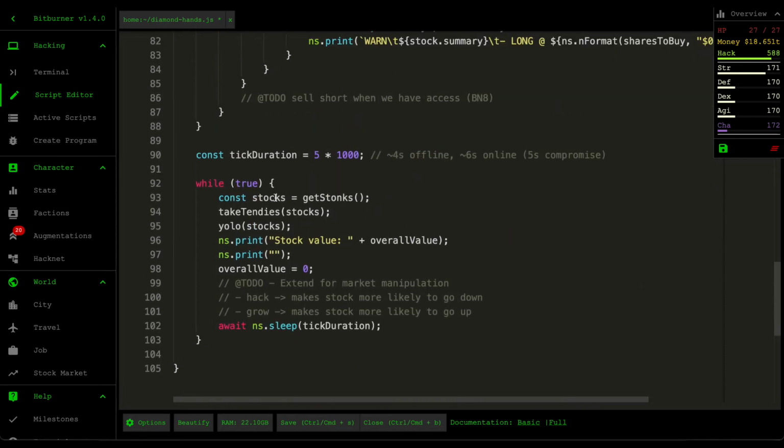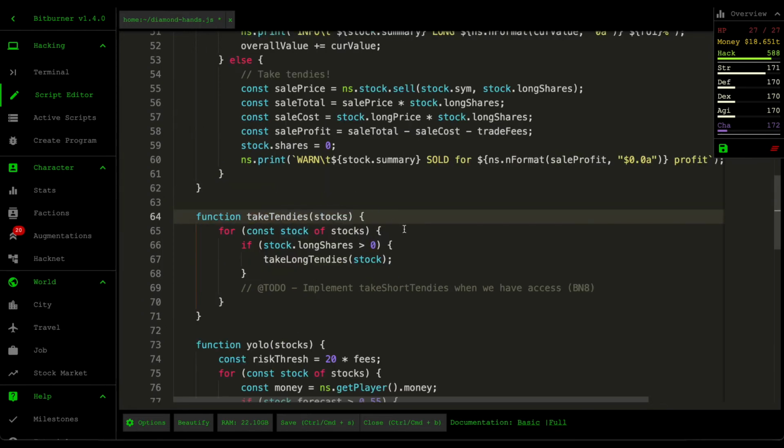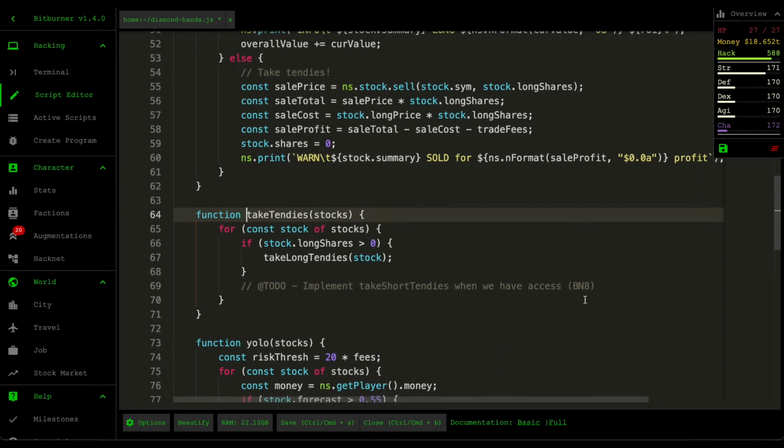So after grabbing all the stocks and all its metadata information, we then go into this take tendies function. So if you're not familiar with Wall Street Bets, essentially tendies is the terminology they use for profits or gains for a stock. And that's essentially what this function is doing. So for every stock that we have, if we have any long shares, then we take long tendies. And then in the future, if we have short shares, then we take the tendies for those as well. But we don't unlock those until later on in the game, so BitNode 8.